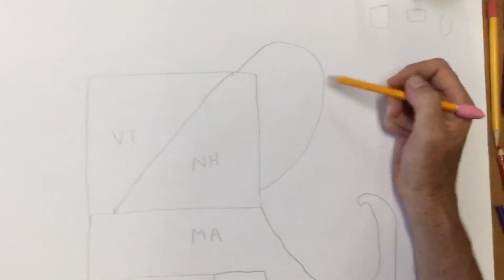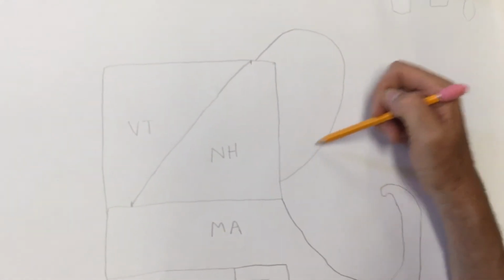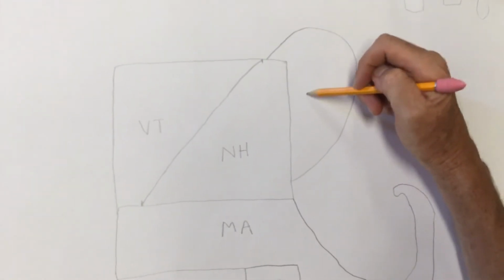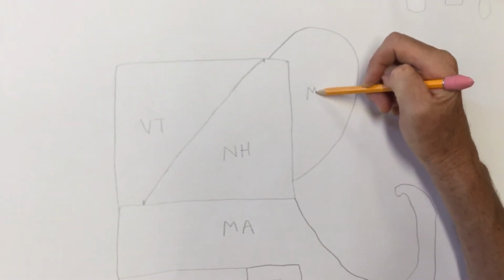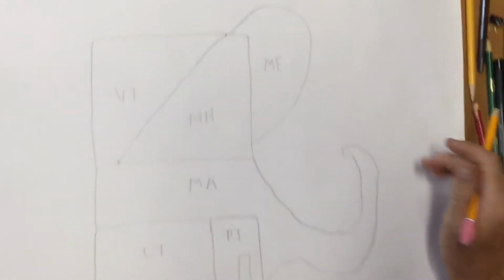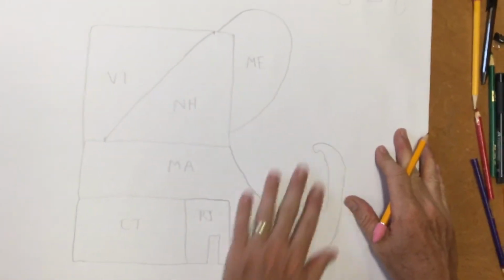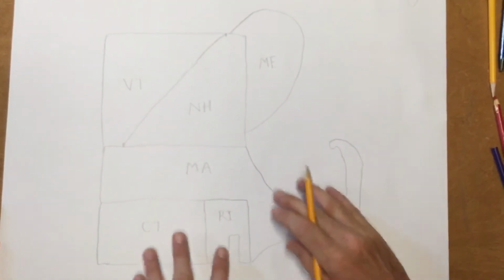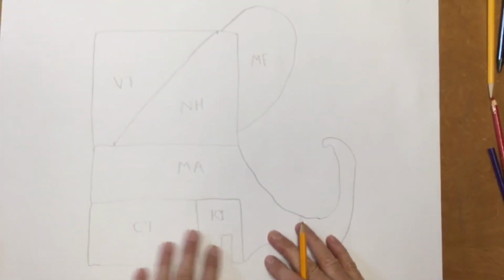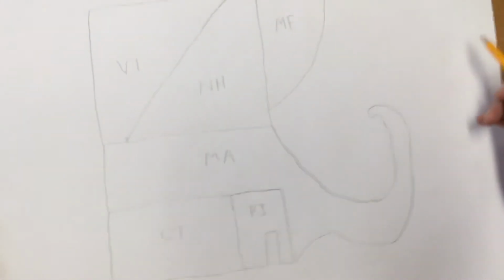Okay, and if you're not sure, this is the last state in New England, and it's the big oval shape, and that would be ME for Maine. Okay, so that's a great little sketch map to refer to if you ever forget the surrounding areas of Massachusetts. And we could actually do a little bit more.